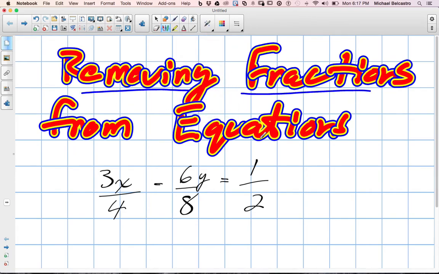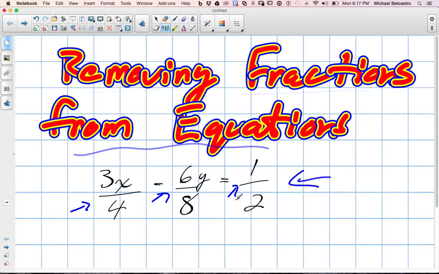We're going to remove fractions from an equation. So here's our equation. The only thing we really want is for this to not be in a fractional form because it can be difficult to work with these fractions. If I have to subtract them, I need a common denominator, and then if I have to add, same idea, there's a lot of work to this.